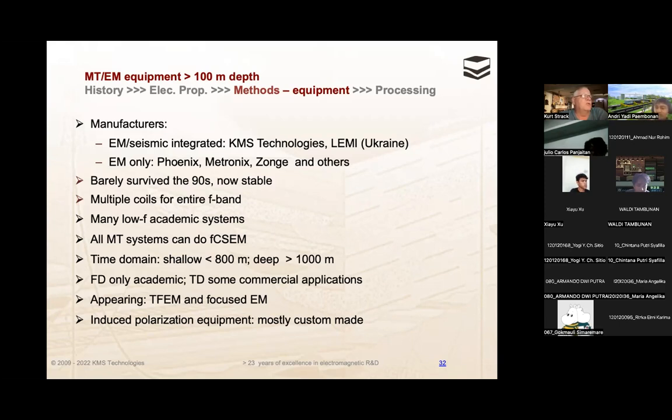They usually use multiple coils to cover the entire frequency band. Many of them have one coil that can do that, and many have low frequency academic systems.